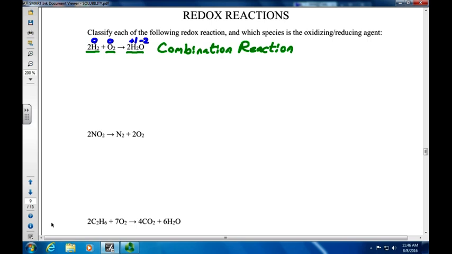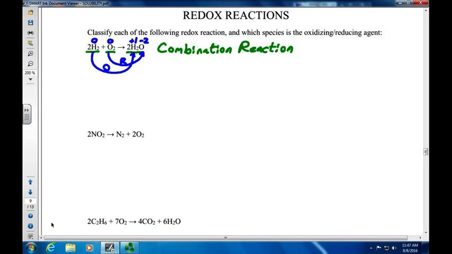So from there we can determine what is being reduced and what is being oxidized. You determine what is being reduced if the oxidation number is decreasing. So our oxygen is being reduced. I'm going to put an R there for reduced. And our hydrogen is being oxidized, because the oxidation state is increasing.